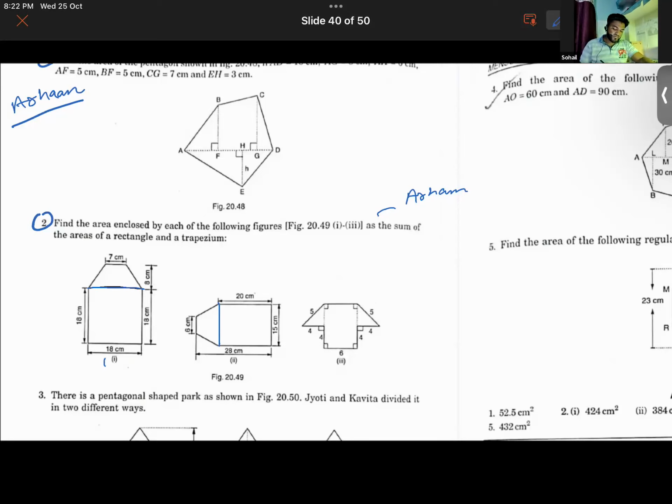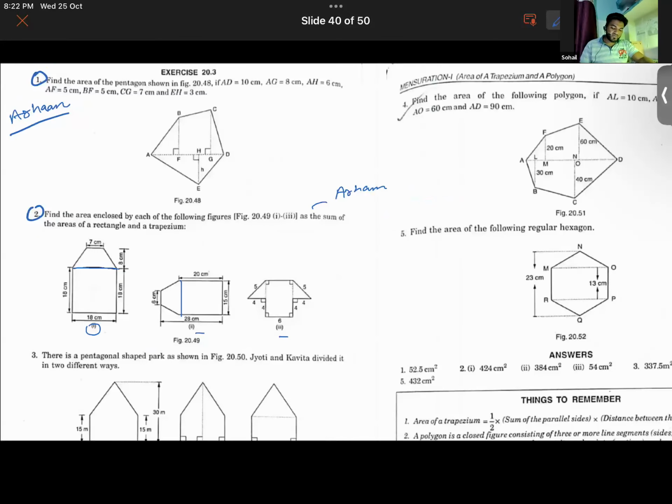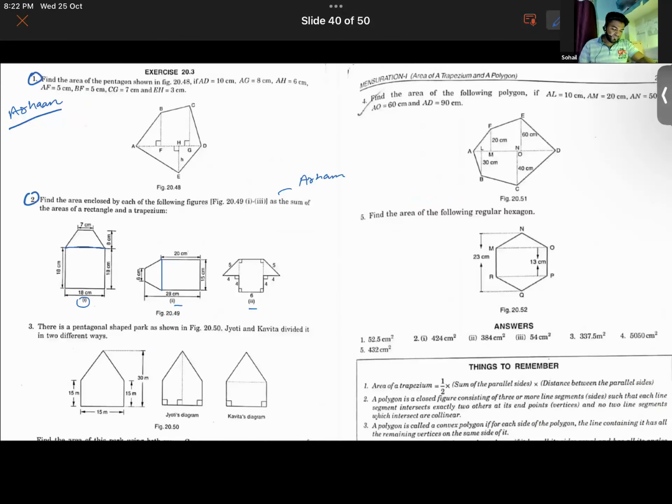Do only the first one. Okay, now question number 2 and 3 is also of the same nature. So why waste time solving too many questions of the same nature? Right.